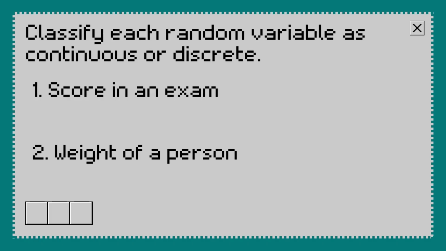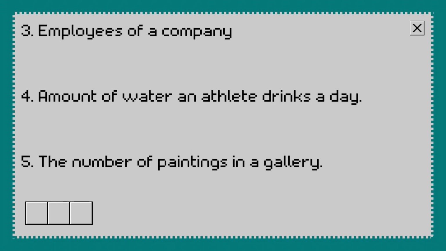So as you can see on the screen, I have given some examples of random variables. What you will be doing is to classify whether these random variables are continuous or discrete. You can pause this video and resume it after you're done answering. Now let's check your answers to see whether they are correct.